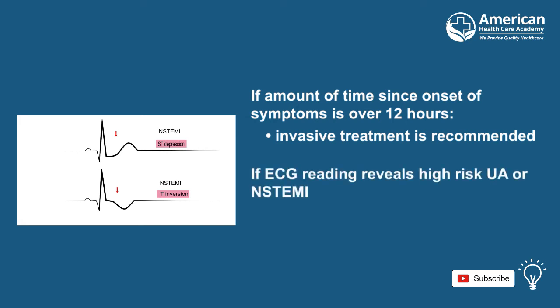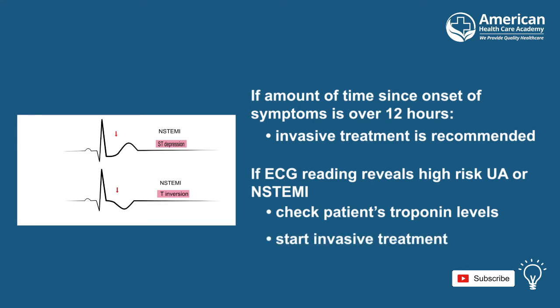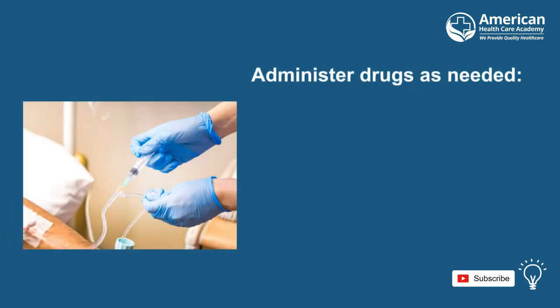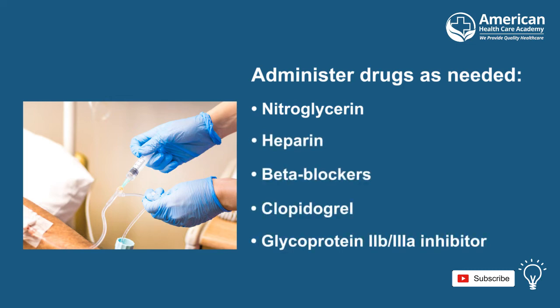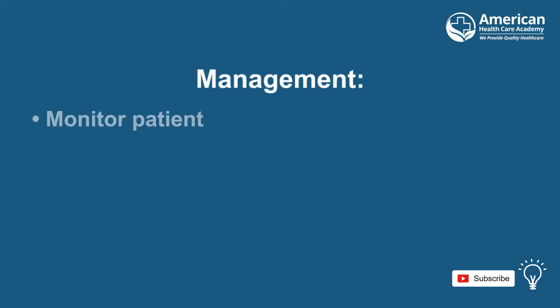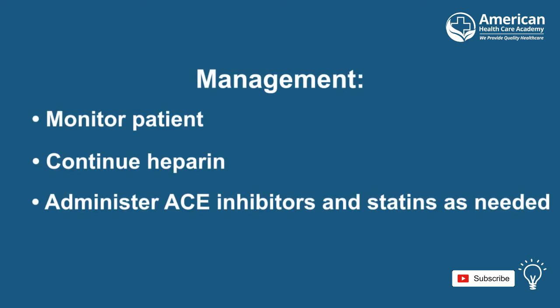If the ECG reading reveals high-risk UA or NSTEMI, then check the patient's troponin levels and start invasive treatment. You may also need to administer some of the following drugs as needed: nitroglycerin, heparin, beta blockers, clopidogrel, or a glycoprotein 2B3A inhibitor. Monitor the patient and continue heparin. You may add ACE inhibitors and statins if necessary.